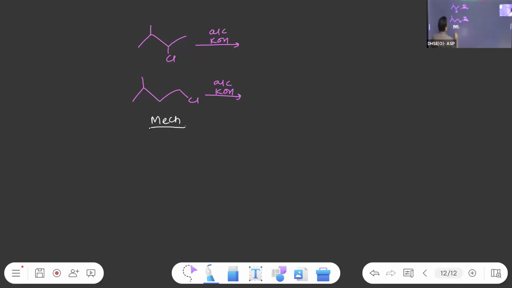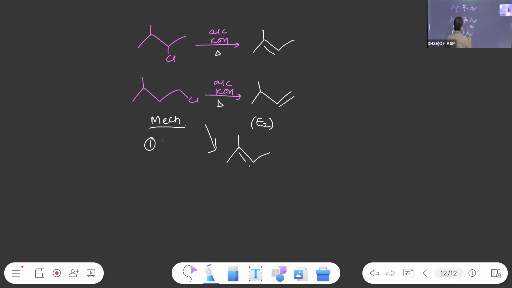We will discuss elimination in detail under the haloalkane and haloarene chapter. First, whether it is SN1 or SN2. Okay. Elimination reaction is taking place at high temperature only. So the product is this. In this case, E2 over. This is the E2 product. And what will be the E1 product? We will discuss in detail.